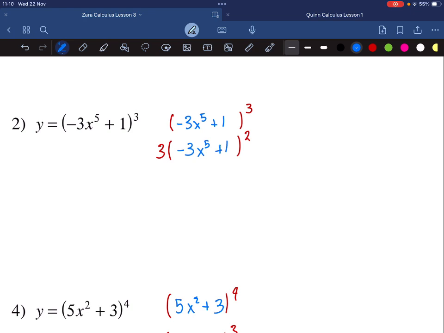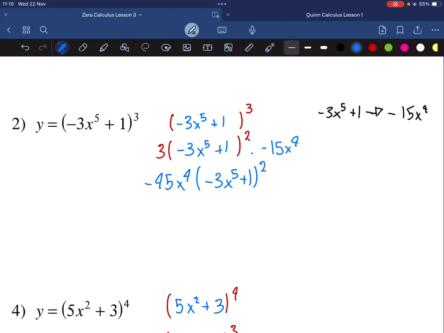And now we find the derivative of what's inside the brackets. So if we take -3x to the 5 plus 1, and we find the derivative of that, well, it's just going to be -15x to the 4. So we can just multiply this by -15x to the 4. And if we multiply that out, we're going to get -45x to the 4 multiplied by -3x to the 5 plus 1 squared. So that right there is going to be our answer.